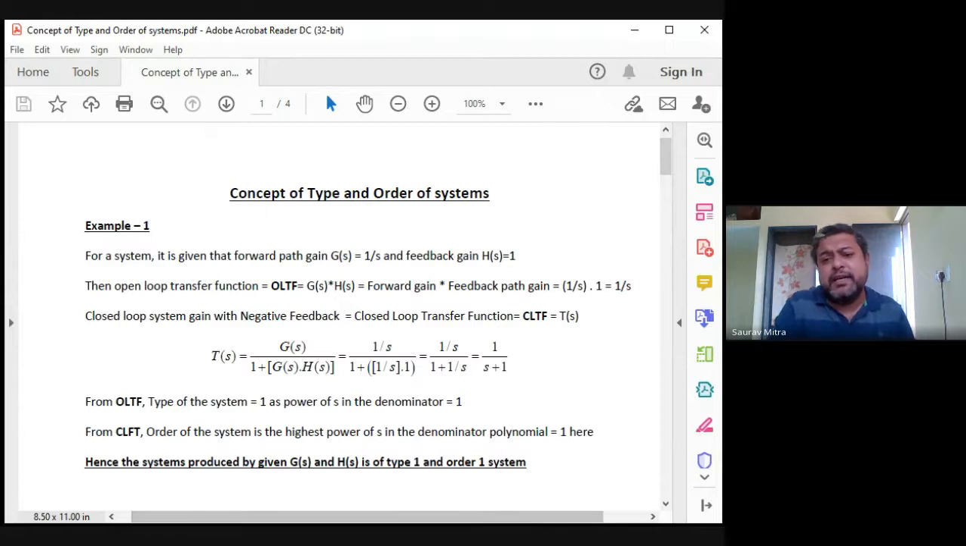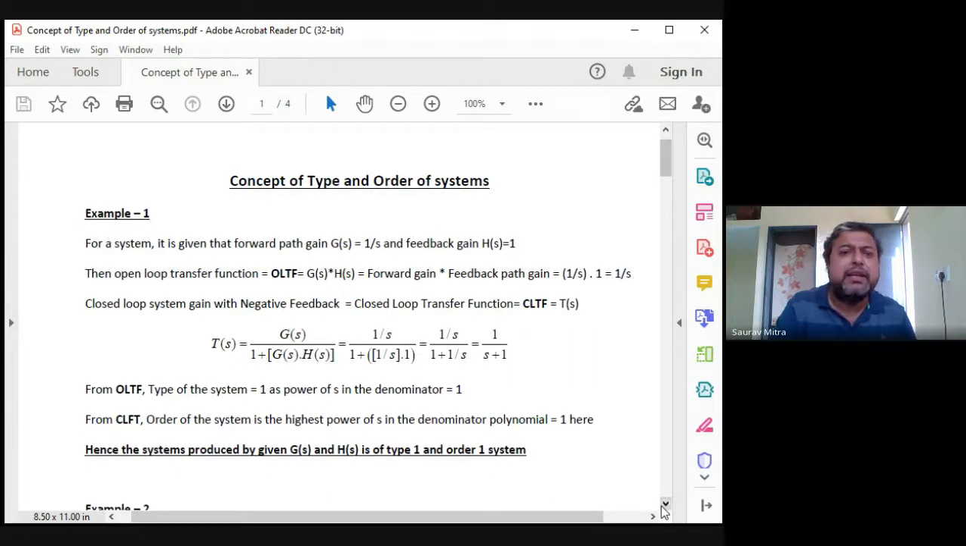Check this theory. This is, I think, 4 or 5 pages of written material. I have typed it and prepared it with a lot of thought. I think this is going to help you students. So two things you have to remember, and already you know it. What is meant by OLTF? OLTF is nothing but G(s) into H(s), that is forward path into feedback path gain. And the open loop transfer function has a type.